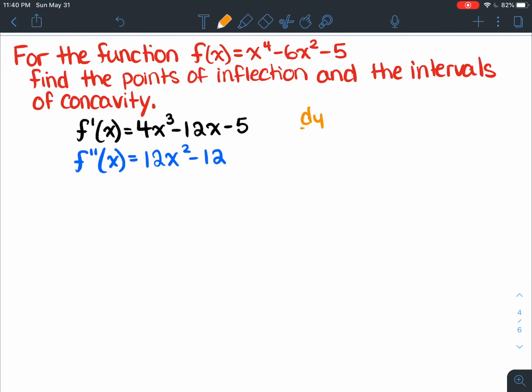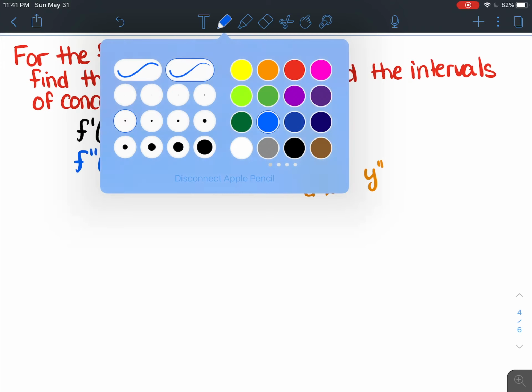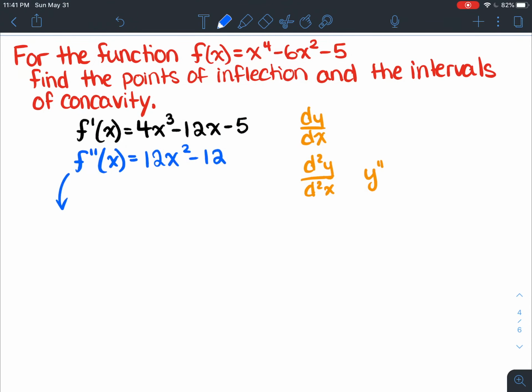P.S. you know how the derivative is written in this notation? Just for your information, the second derivative would be written like this in the Leibniz notation. You can also write it as y double prime. Just a notation thing, FYI. Okay, so at the point of inflection, the second derivative is equal to 0. So why don't we find that point? I'm going to take my second derivative and set it equal to 0.